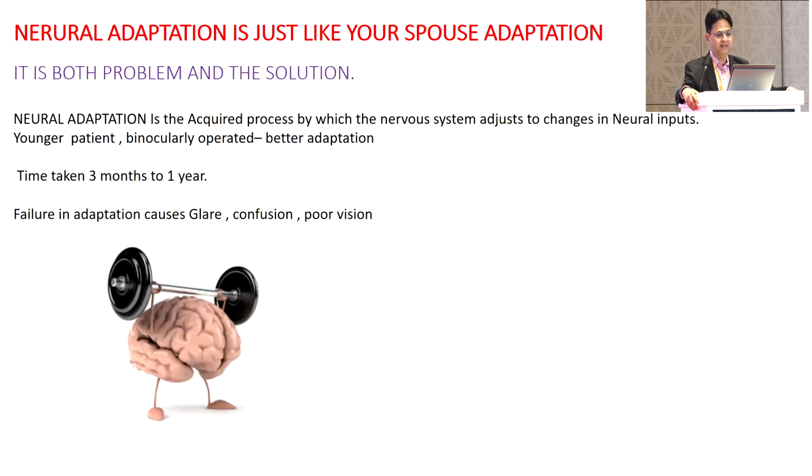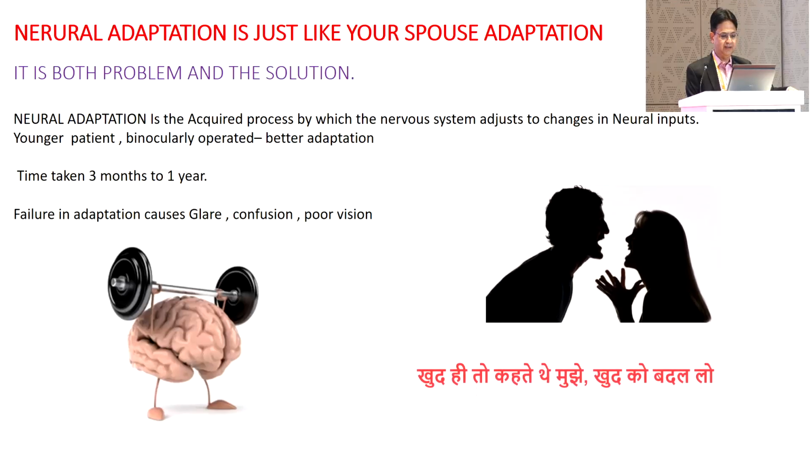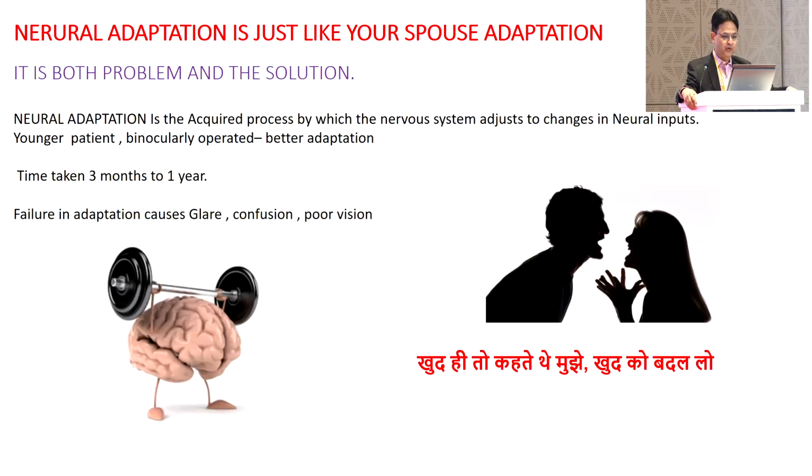Neural adaptation is just like your spouse, because it is both the problem and the solution. It is the acquired process by which the nervous system adjusts to changes in neural inputs. The time taken is 3 months to 1 year. So I'll say, if you can understand Hindi, sir, खुद ही को कहते थे मुझे खुद को बदल लो, और अब बदला हो तो कह रहे कि वो न रहे तुम. This is just like your neural adaptation.